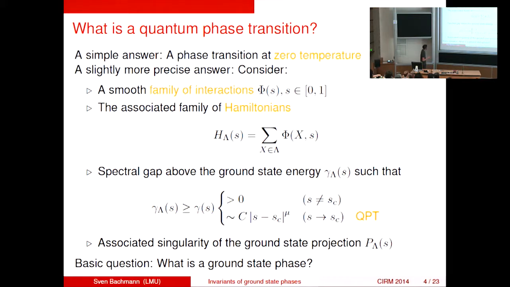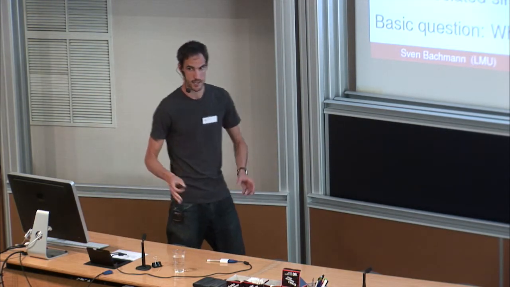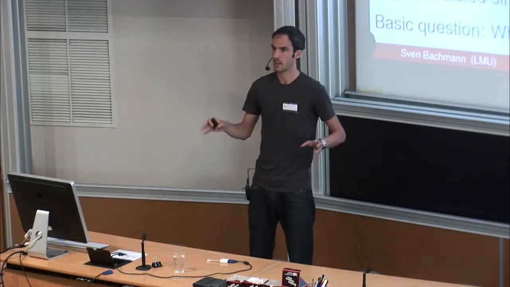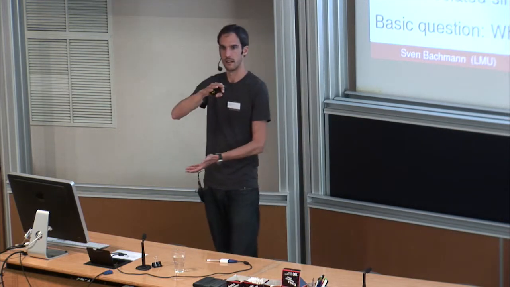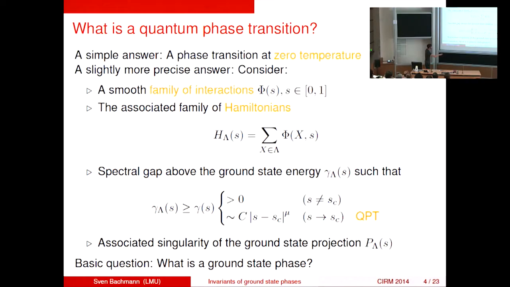Now, for such interactions, you can define the associated smooth family of Hamiltonians, again, for any finite subsystem. And you can talk about the spectral gap above the ground state energy. I told you I think of gapped systems. Of course, for any finite system, this is just a matrix, so there's no problem to talk about the distance between the lowest eigenvalue and the next to it. That distance is just this gamma indexed by the size lambda and the parameter S.